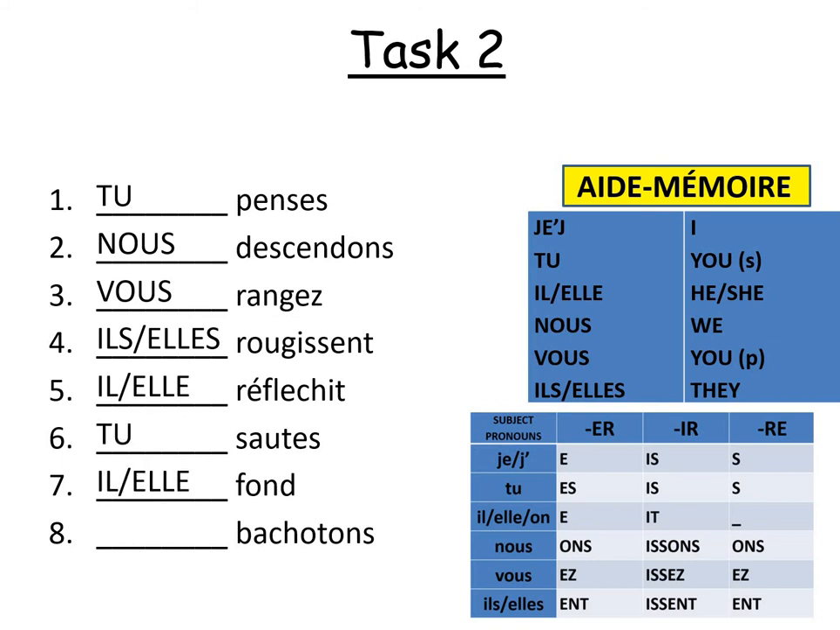Tu, il or elle, because this one might be a bit tricky. None of them end in a D, do they? Which means it's the one that's had the letters taken off, the RE, and nothing else added back: on. Well done if you worked that out. And finally, nous. So mark yours in a different colour, and when you're ready for task 3, unpause.